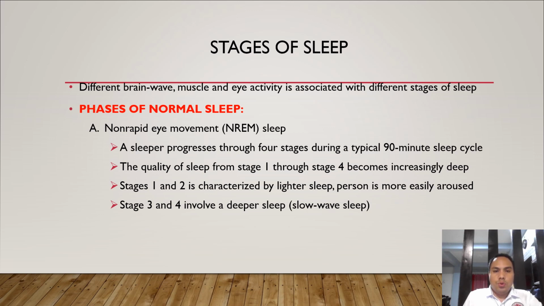In stage 2, body processes continue to slow down. The eyes are generally still, the heart and respiratory rates decrease slightly, and the body temperature falls. The individual in stage 2 requires more intense stimuli than in stage 1 to awaken, such as touching or shaking.